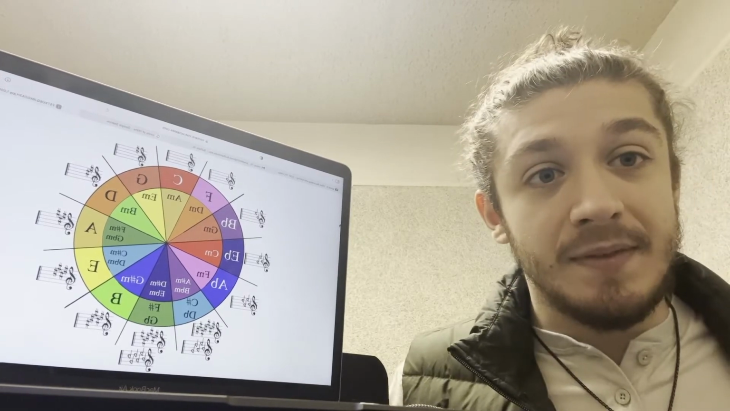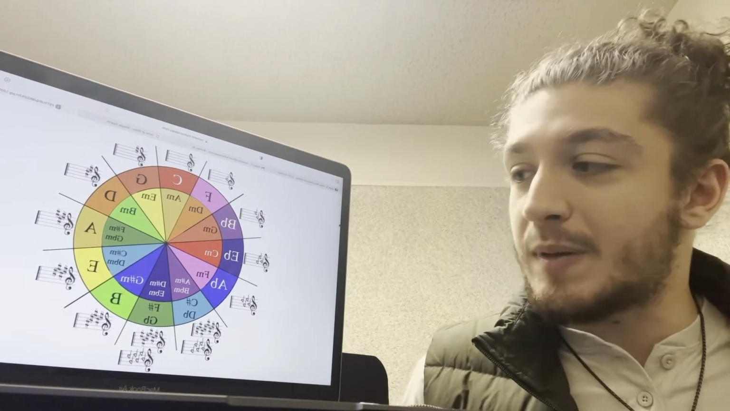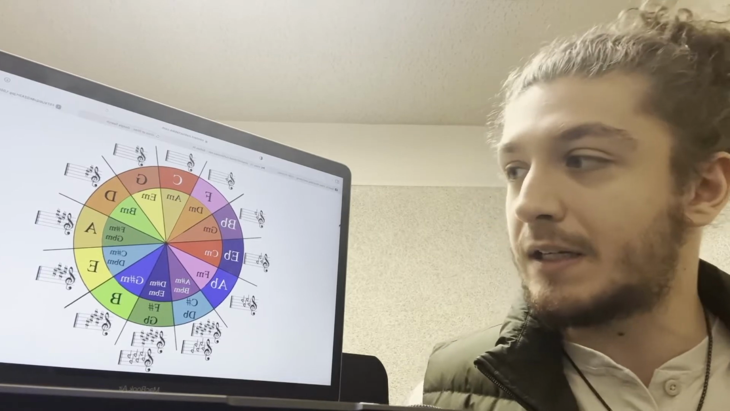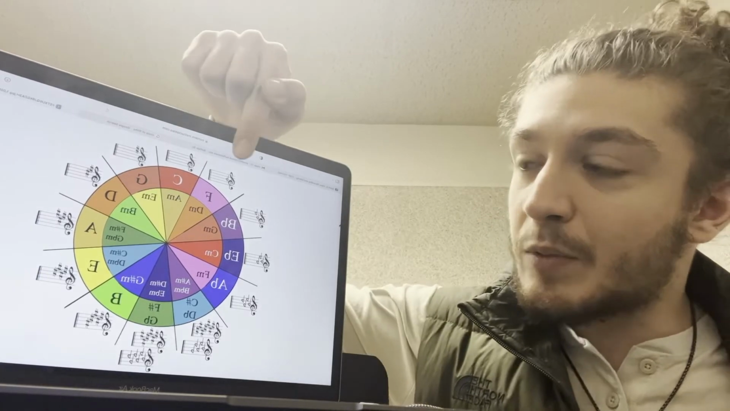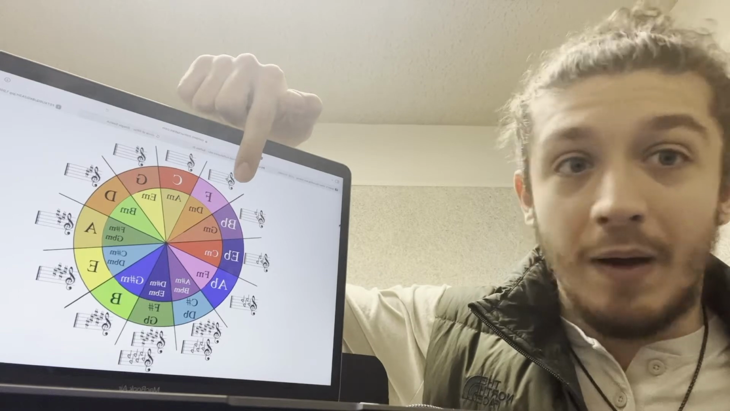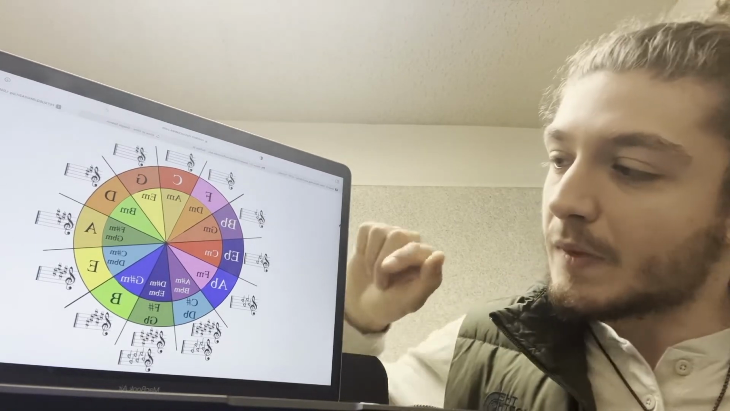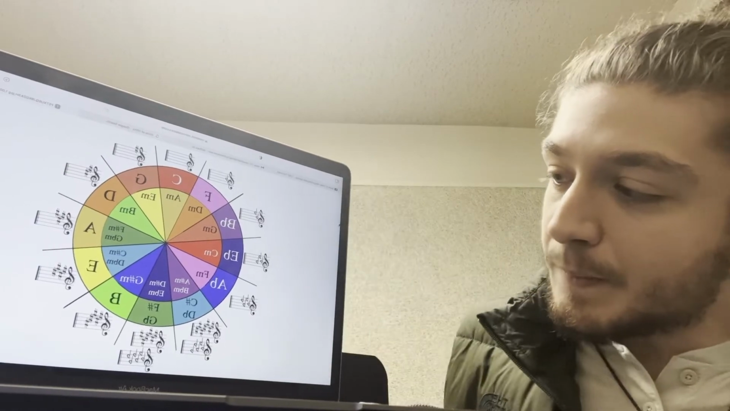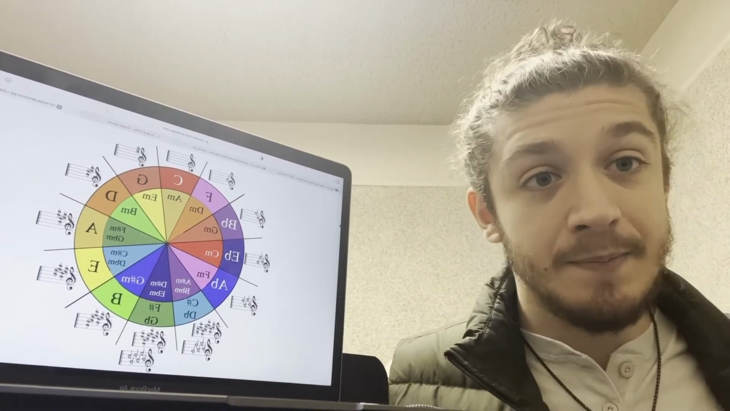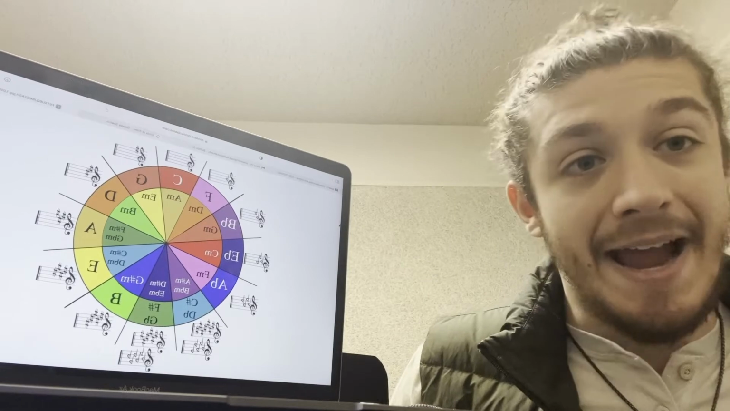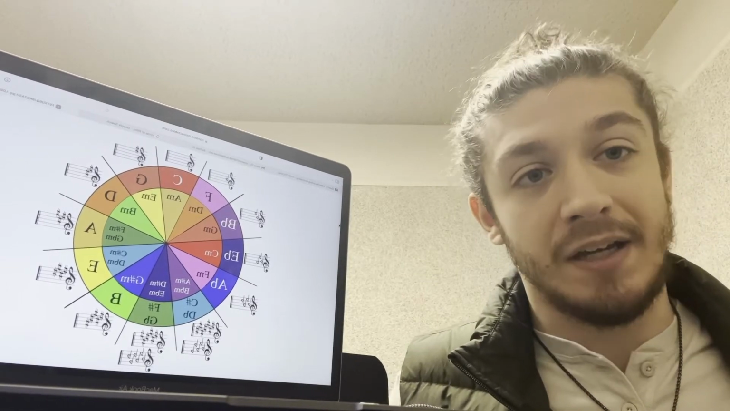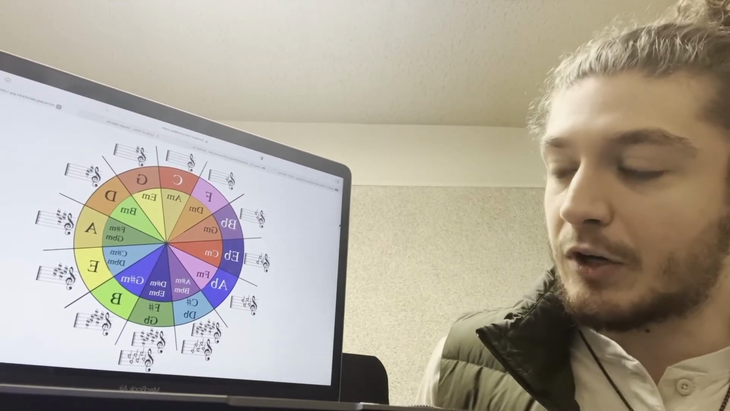If we go on to 3 flats, BEA, the second last flat is E, so it would be E flat major because E flat is in the key signature. The reason this isn't F flat major is because there's no F flat in there, it's just B flat. If we go on, there are 4 flats. So BEAD, A is the second last flat, so it would be A flat major.